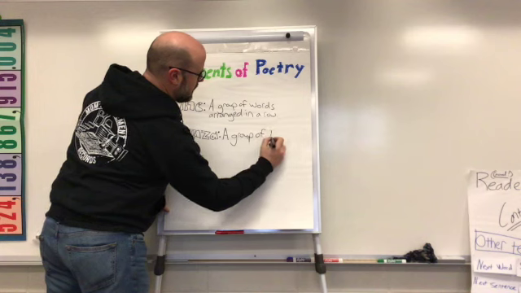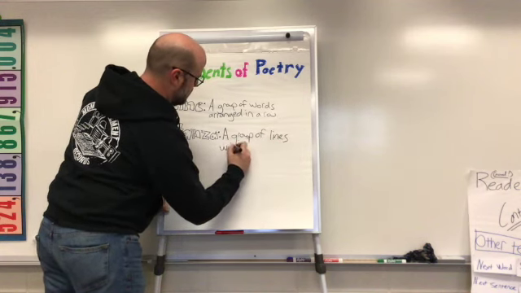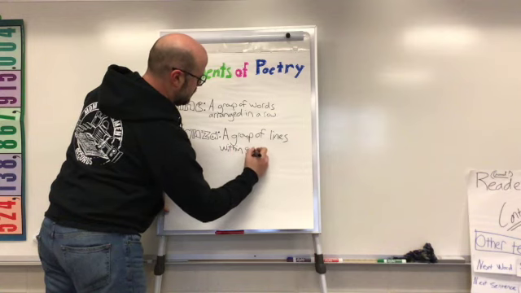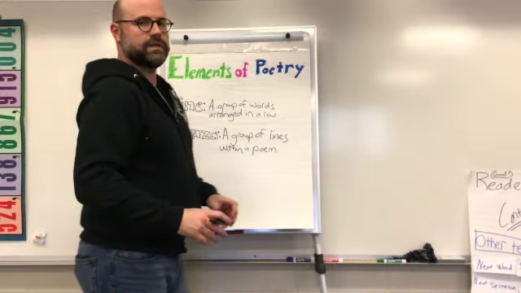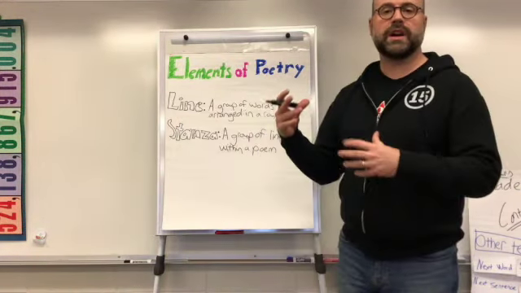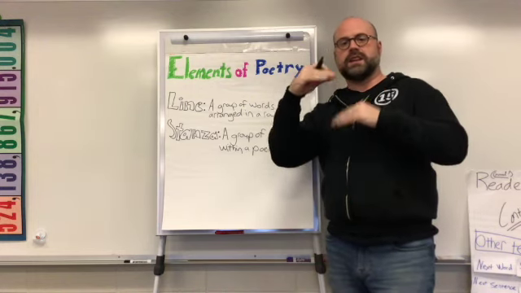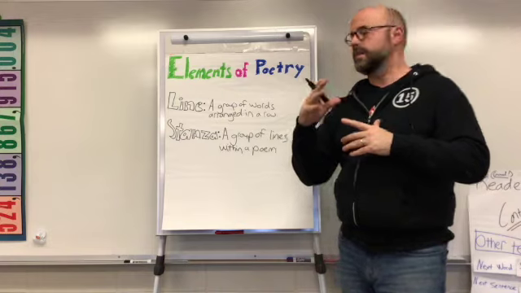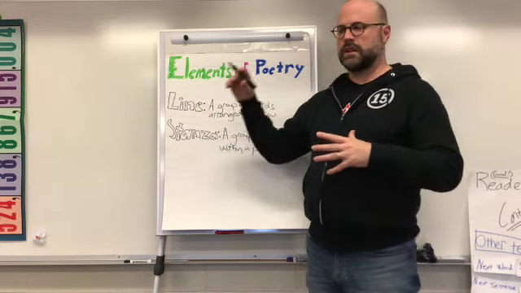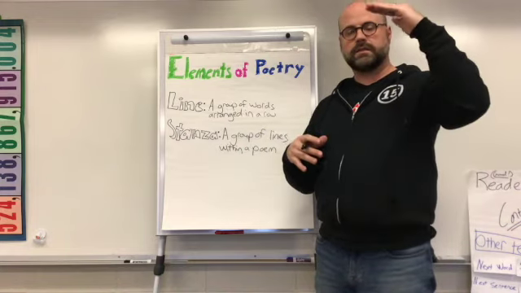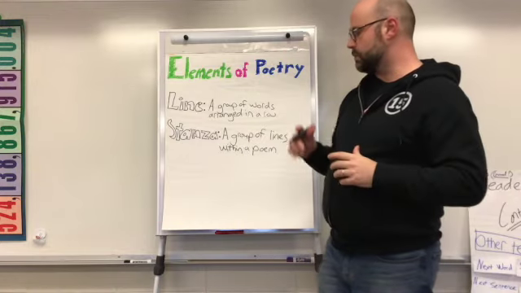A group of lines within a poem. So it's like a paragraph in a poem. You know, you read a paragraph in a book and it's four sentences and there's a break, tabbed in, the next paragraph starts. That's what a poem has, stanzas. And that means it has lines, and the lines are all in stanzas, which are just paragraphs within the poem.